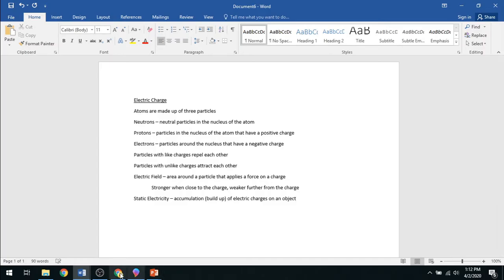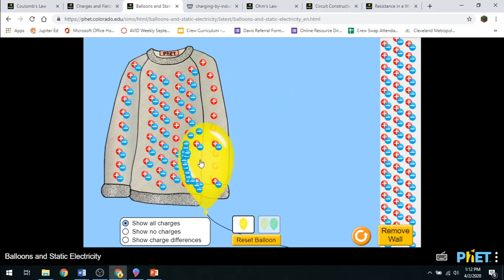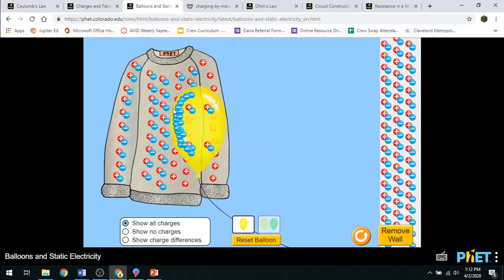Now, if I was in the classroom, I would show you this in a couple different ways, but I do have a little handy thing here. So I've got a balloon and I've got a sweater, and we're going to see what happens when we rub the balloon against the sweater. Well, look at that. Look at the left side of the balloon here. You get all these negative charges.